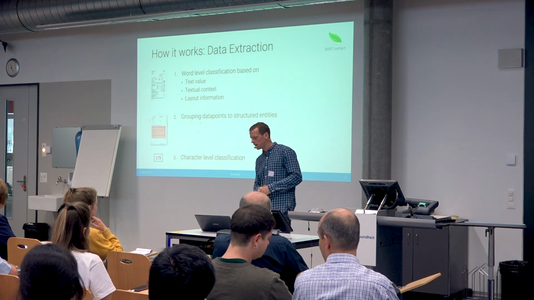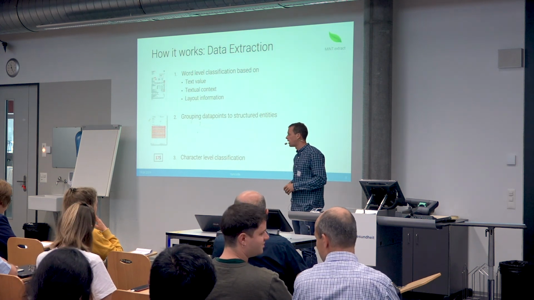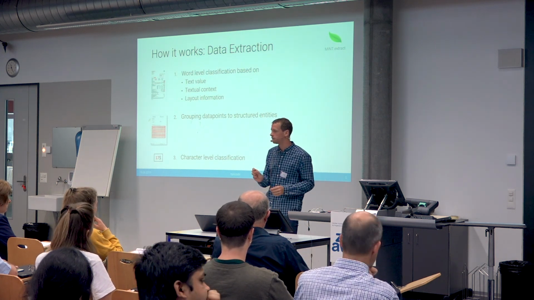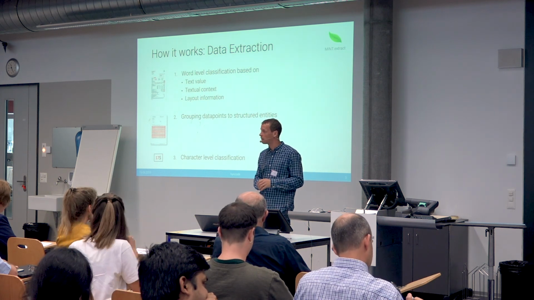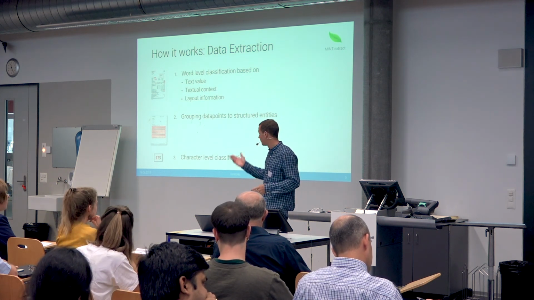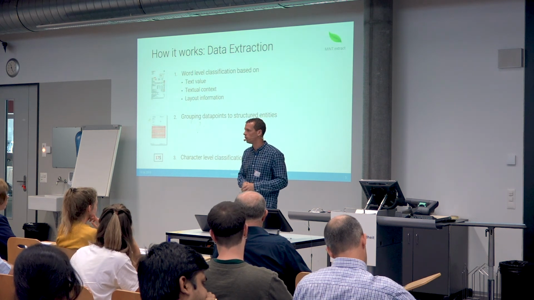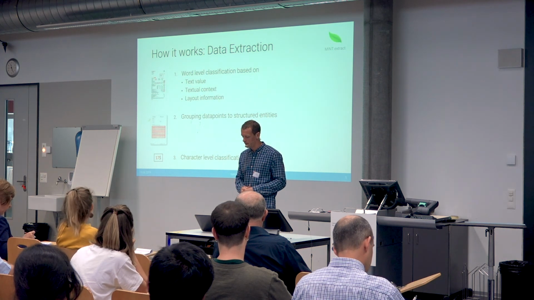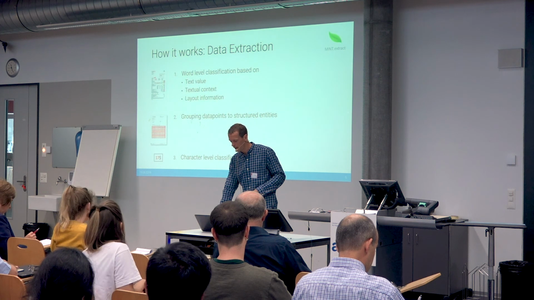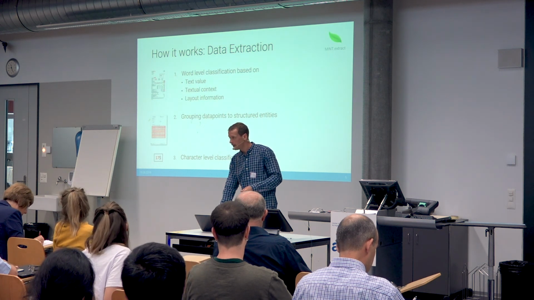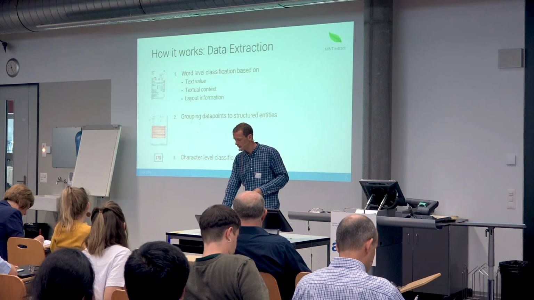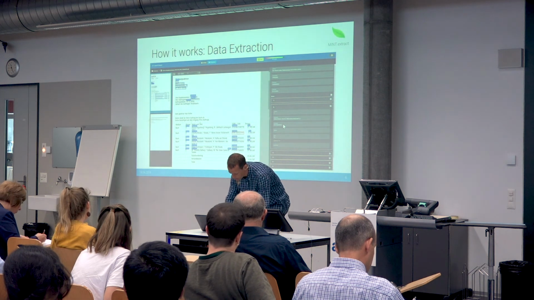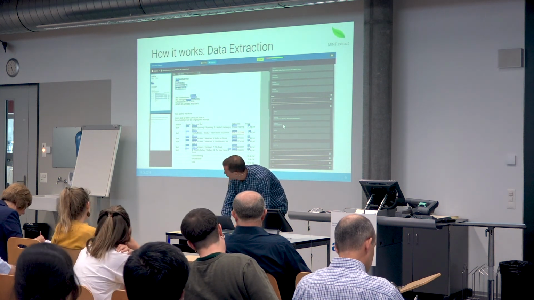And finally, we do character level classification. You can see a very simple example, bottom left, where we try to separate the relevant characters, the actual data, from irrelevant data. Here, for example, the currency, since it was always dollar, could be stripped away. And that's the third learning system that we apply when it comes to data extraction. Again, I will show you the results that we achieve in a purchase order task in a couple of minutes.